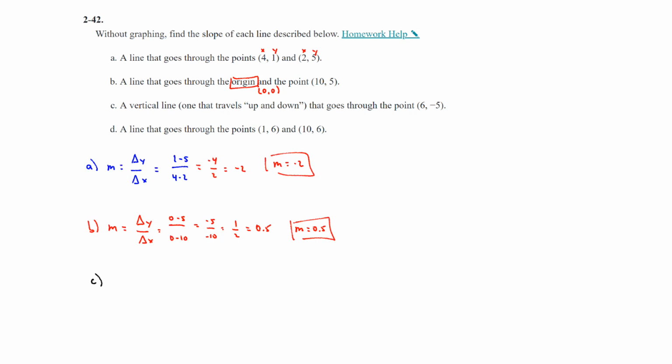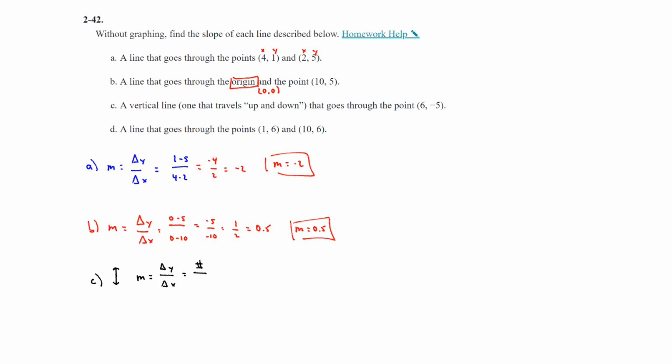On part C, a vertical line, one that travels up and down, that goes through the point (6, -5). Now, from what we talked about with the vertical line, if you don't know what this one is, and you do the change of y, well, the change of y can be a lot of different things. It depends on which point that you choose, but it's going to be some number. All right, it can change. If you're going up and down, it'd be 1 unit, 2 units, whatever.